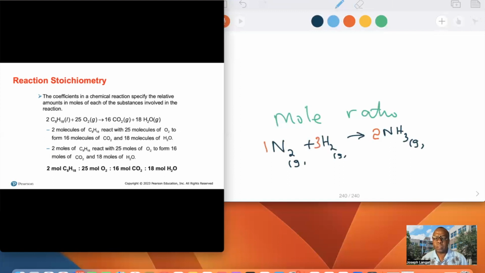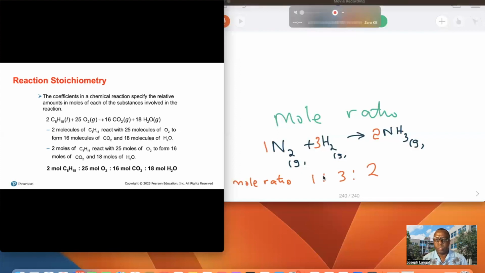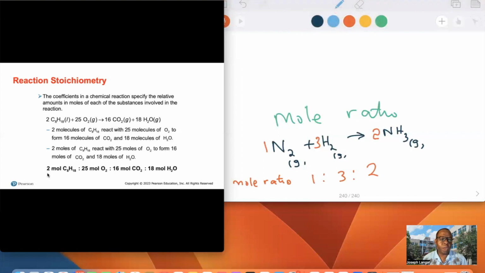It's not 1 plus, all right? Mole ratio is 1 to 3 to 2. That's how you read it. You say 1 to 3 to 2 is for ammonia gas, for hydrogen gas, for nitrogen gas. Likewise here on the PowerPoint slide, you see 2 is for octane, 25 is for oxygen, 16 is for carbon dioxide, and 18 moles for H2O.